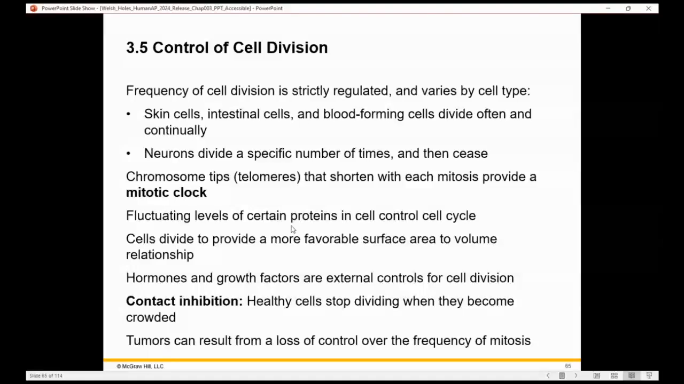Fluctuating levels of certain proteins in the cell control cell cycle events, and cells divide to provide a more favorable surface area to volume relationship. Hormones and growth factors are the external controls for cell division. There's also contact inhibition. Healthy cells stop dividing when they become crowded. So tumors can result from a loss of control over the frequency of mitosis.